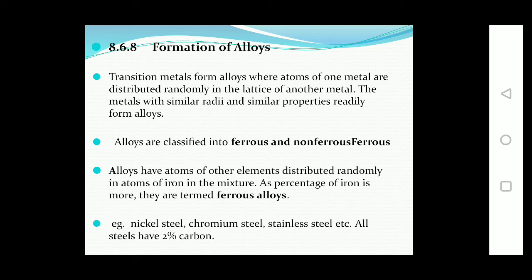For example, there are various types of steel: nickel steel, chromium steel, stainless steel, etc. All steels, they contain 2% carbon. But along with carbon, nickel steel contains nickel, chromium steel contains chromium. And these are all ferrous alloys because iron along with nickel, iron along with chromium, carbon along with iron, all of them contain iron as a main element. So first type is ferrous alloys.